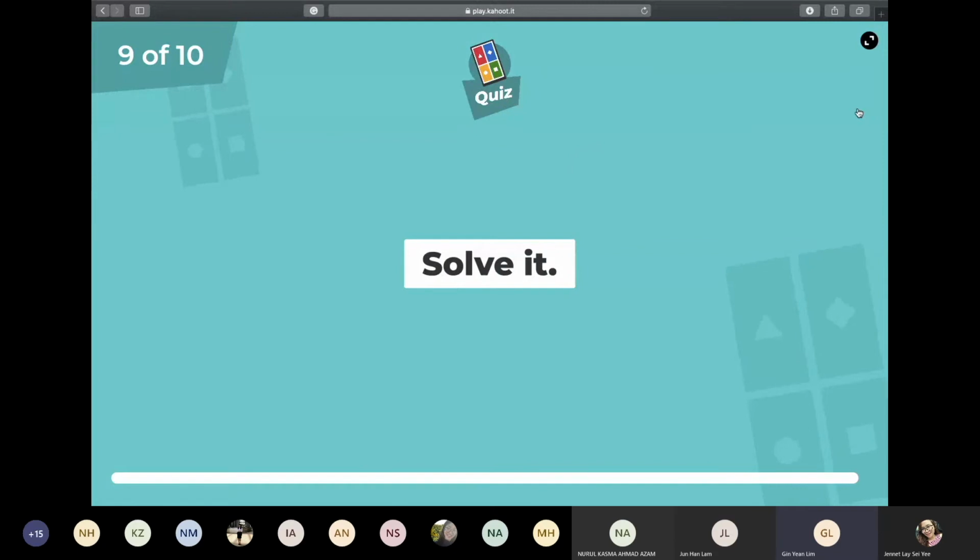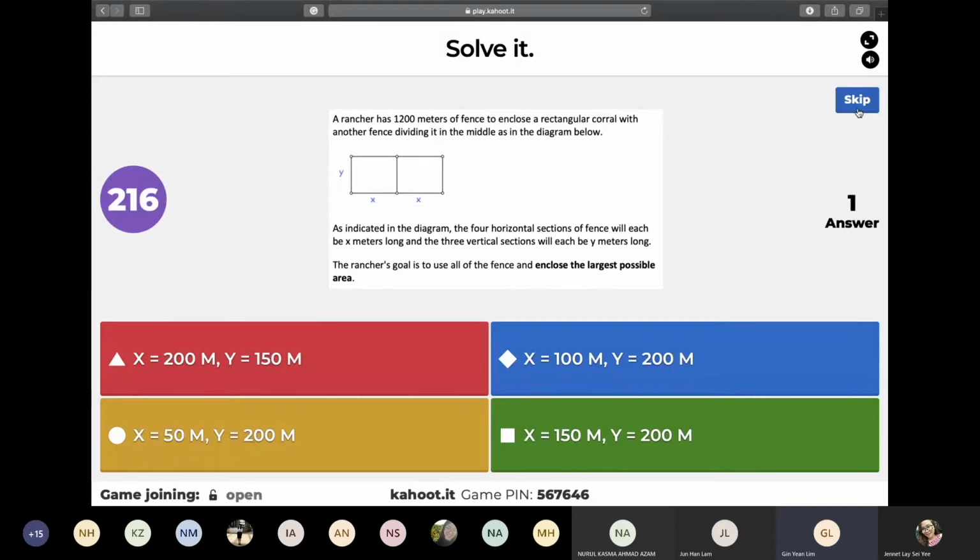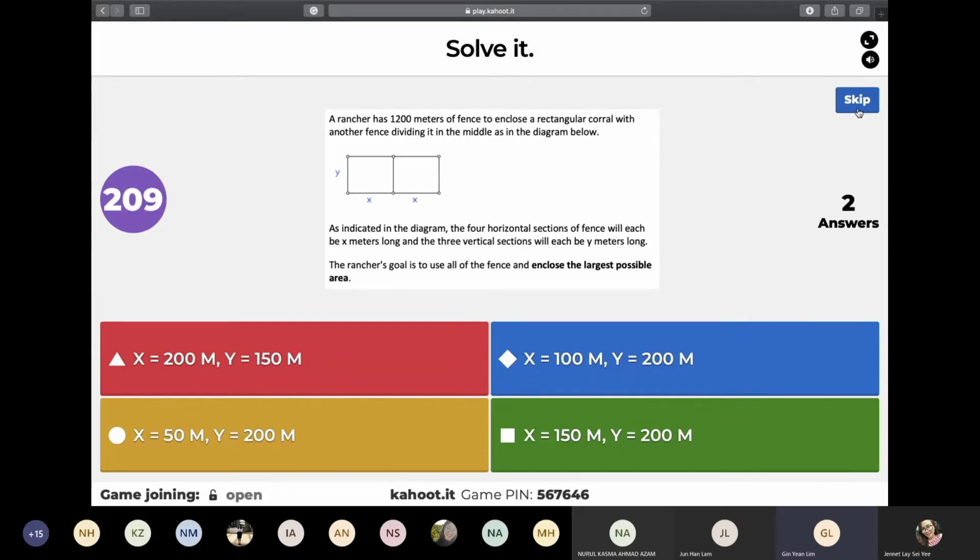Now we're almost to the end. Now question 9. Solve it. You are given a diagram there. A rancher has 1,200 meters of fence to enclose a rectangular corral with another fence dividing it in the middle as in the diagram below. As indicated in the diagram, the 4 horizontal sections of fence will each be x meters long, and the 3 vertical sections will each be y meters long. The rancher's goal is to use all the fence and enclose the largest possible area.